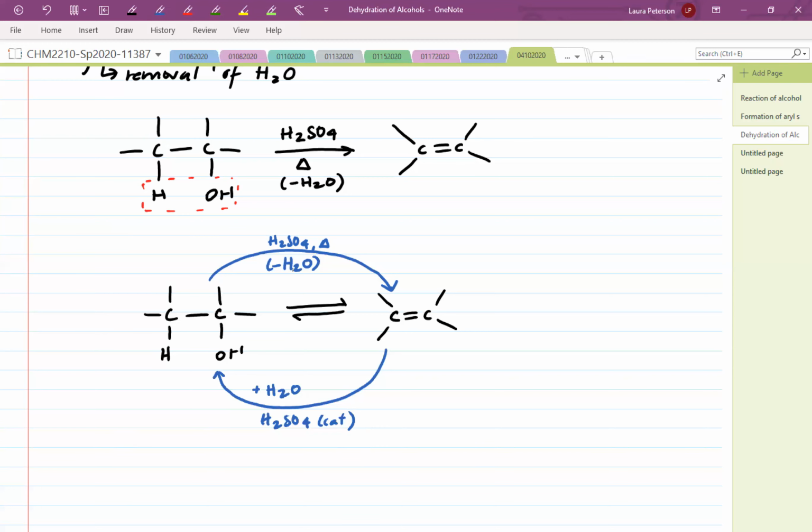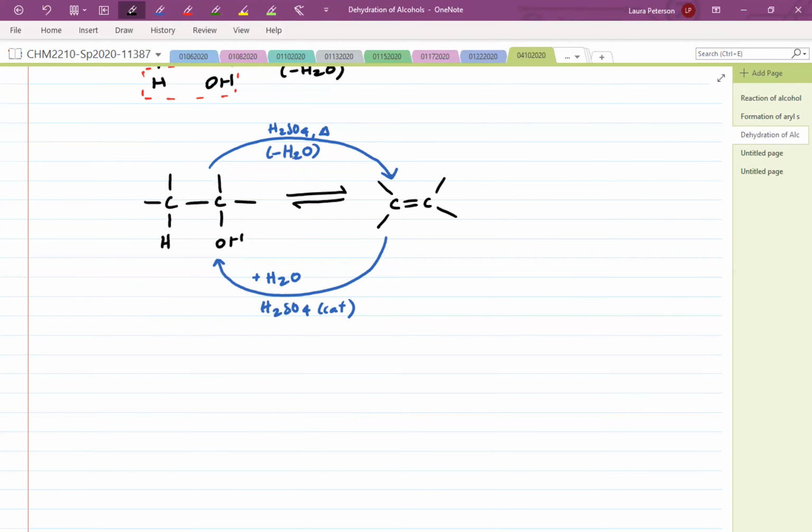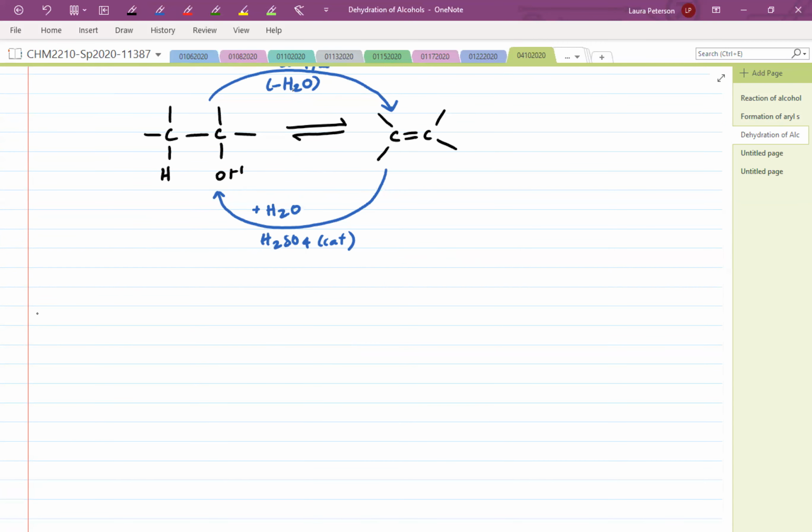Okay, so let's go ahead and look at an example of this and talk about the mechanism, and then we'll talk about some issues related to the regiochemistry. Okay, so the example that we're going to use is this tertiary alcohol. And we're going to treat this with H2SO4, and other strong acids work here. I think our book likes H3PO4. And then I will often write this minus H2O to remind you that we're doing a dehydration reaction here.